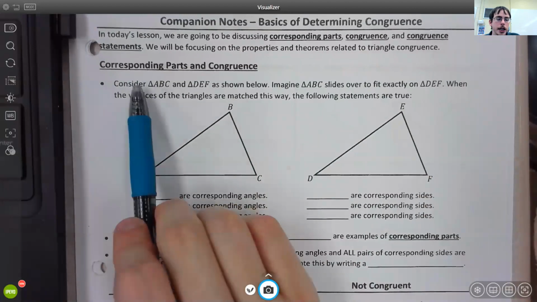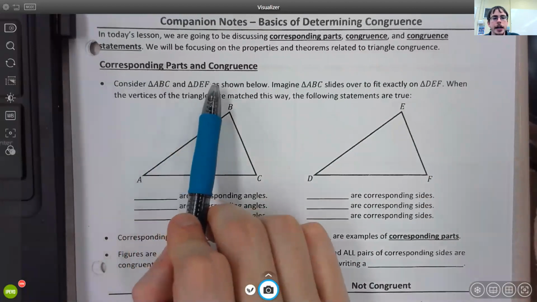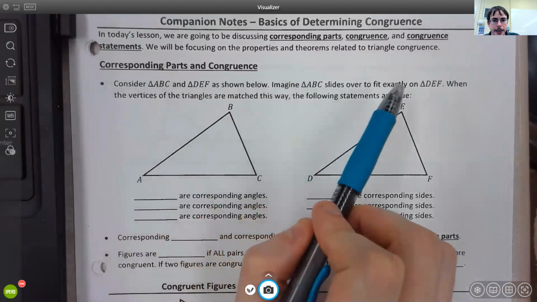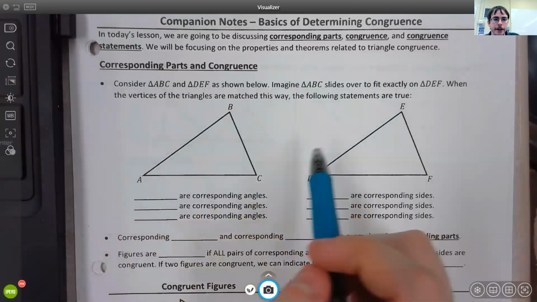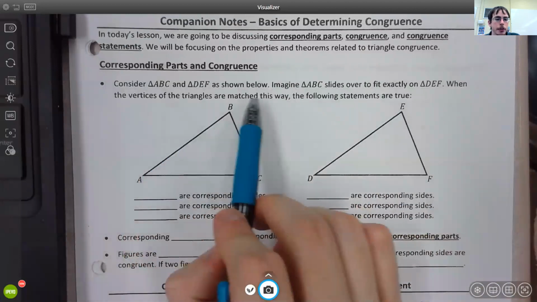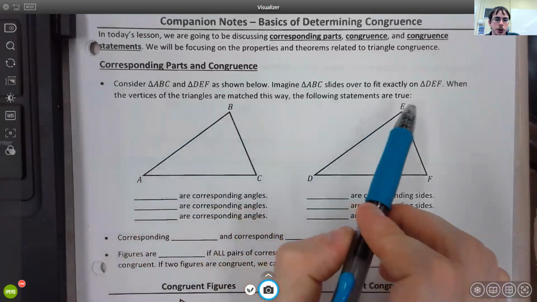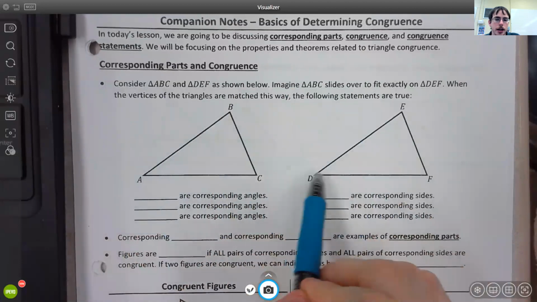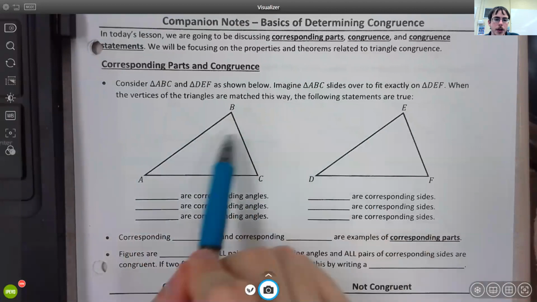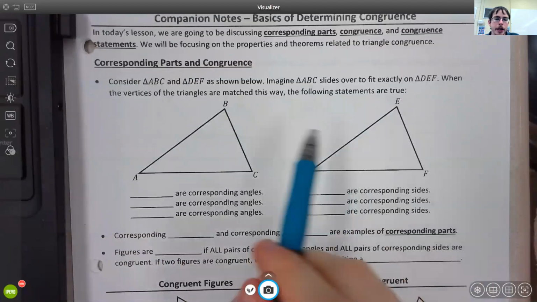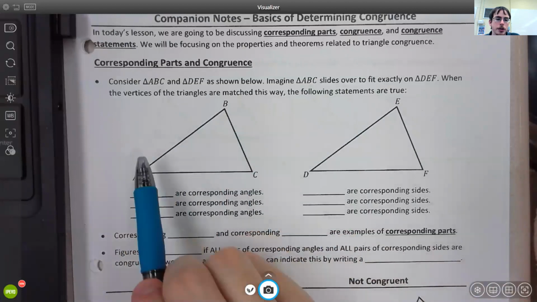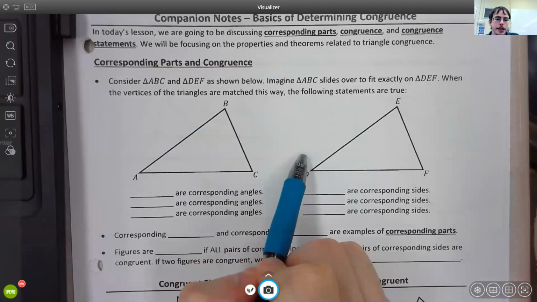So consider triangle ABC and triangle DEF as shown below. Imagine that triangle ABC slides over to fit exactly on triangle DEF. When the vertices of the triangle are matched this way, the following statements are true. So we're taking ABC and we're sliding it over on top of DEF. And you can see they're arranged the same way. So let's look at our corresponding angles. So in other words, this would be the ones that would overlap exactly.